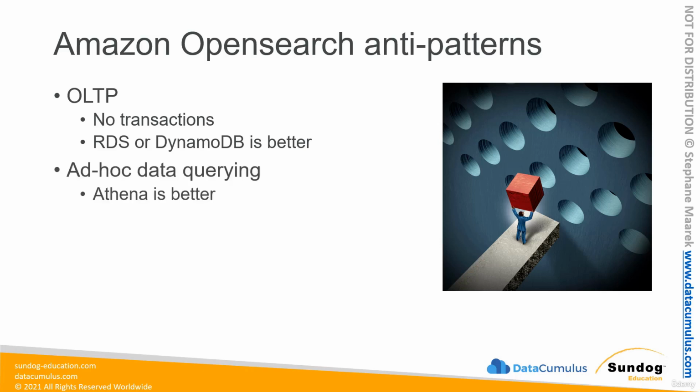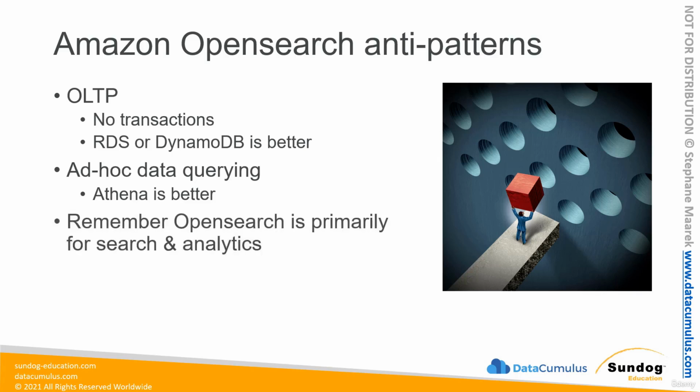Ad hoc data querying. Well, I'm not really sure why that's an anti-pattern, because you definitely can do that using dashboards, but AWS would rather you use Athena for that sort of thing because, well, that's what that service is really made for. But remember, Amazon OpenSearch is primarily for search and analytics. That is primarily the bucket that Amazon OpenSearch fits into. So if you're looking for a search or an analytics solution for a problem, Amazon OpenSearch might be a potential solution for that.